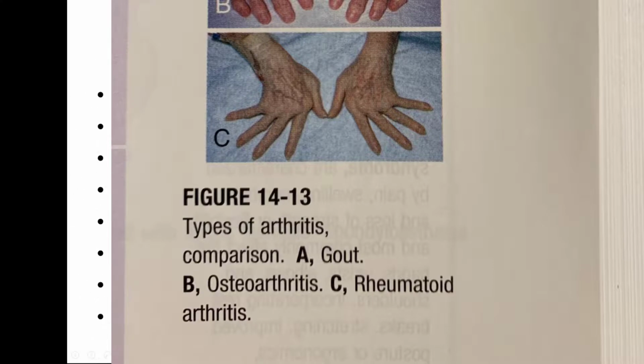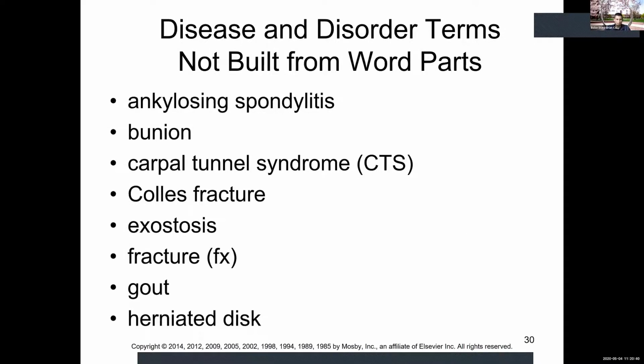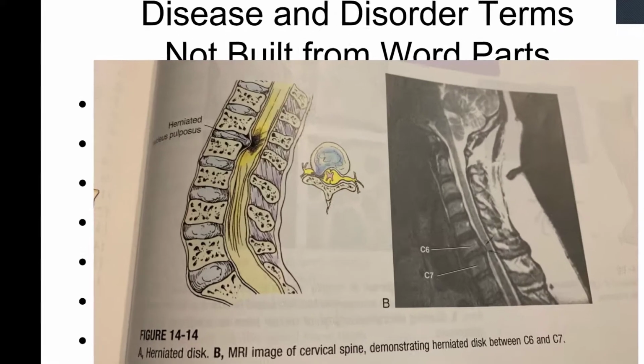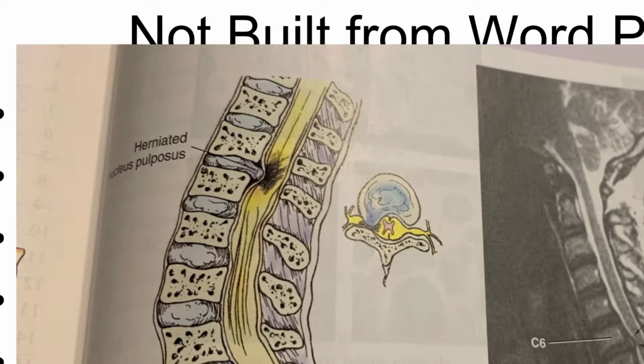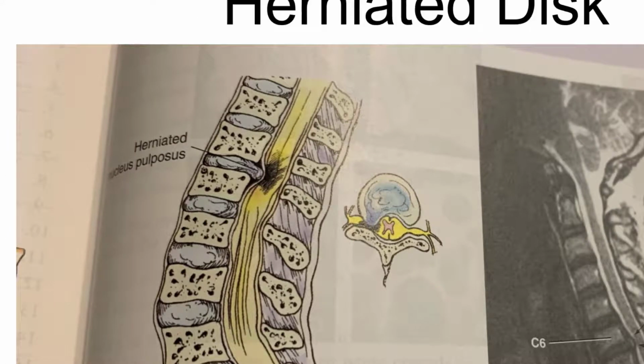Herniated disc. Staying on 609, I'm looking down at that image at the bottom. In the graphic on the left, you can see the herniated disc, and it's actually pushing into the spinal column.